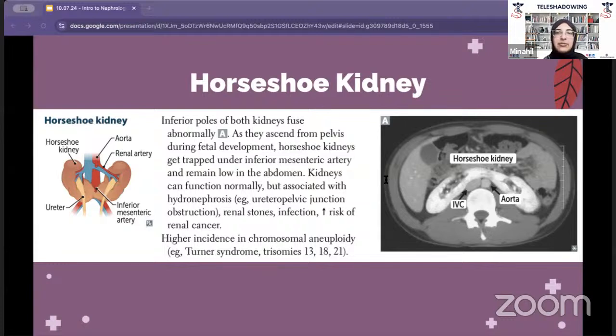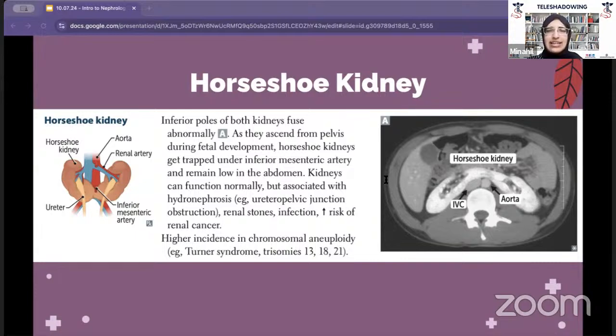But basically, the horseshoe kidney has also been associated with certain genetic conditions, specifically those involving chromosomal abnormalities. For example, horseshoe kidneys are much more common in patients with Turner syndrome, which is a condition where a female is missing an X chromosome. It's also linked to trisomies, such as trisomy 13, trisomy 18, and trisomy 21. These are genetic conditions that involve an extra chromosome. This suggests that there may be a genetic predisposition to developing this kidney abnormality, because it occurs more frequently in these populations than in the general population.